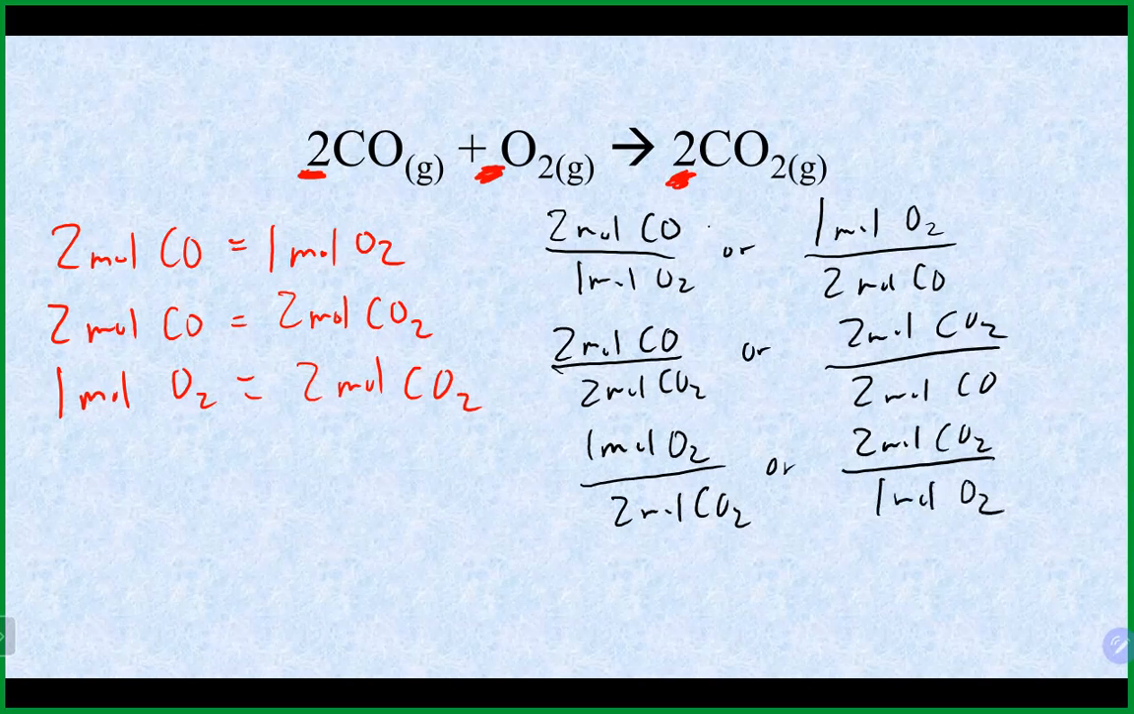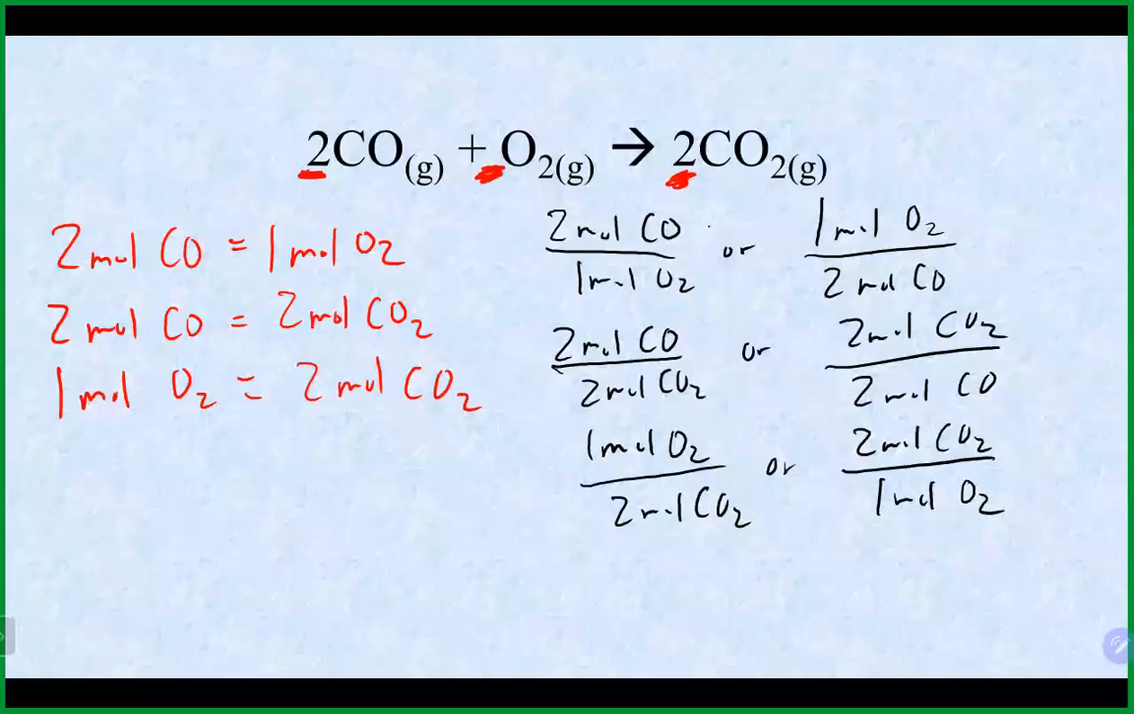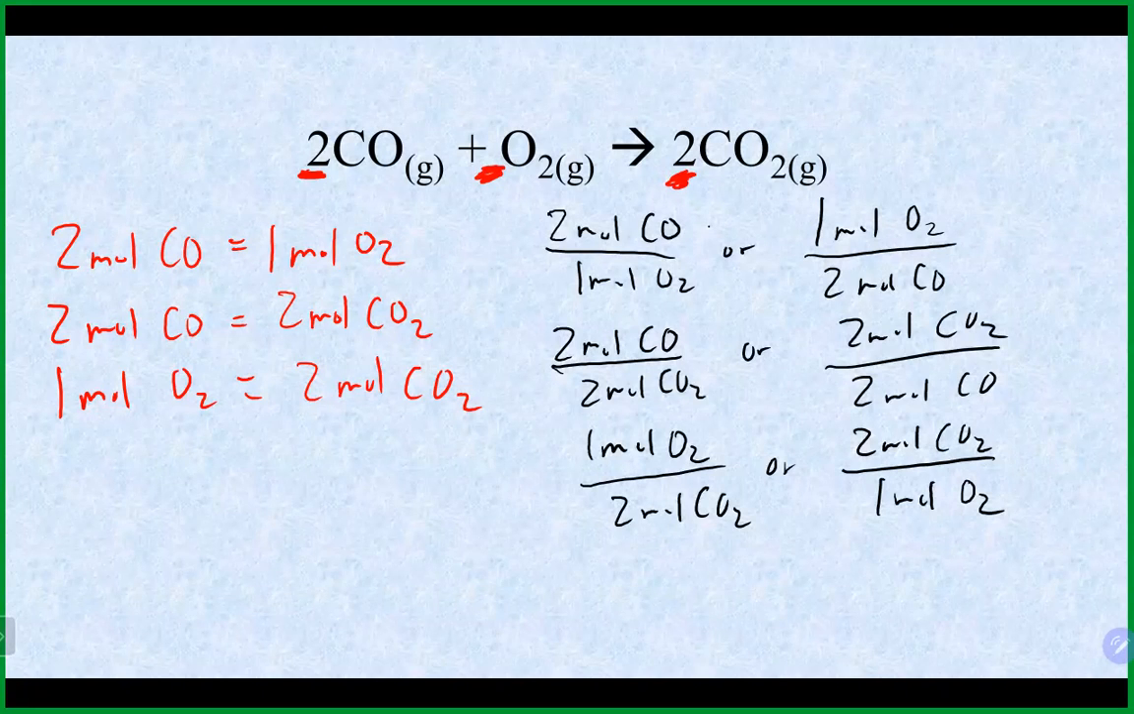So from this one balanced equation, we actually have available to us 6 different conversion factors that we could use in an actual calculation. Will you use all 6 of them? You will not. You most likely will just use one. You would use the one that you need based on the question. But these are all the equalities that you can get from this equation, and in this case, 6 different conversion factors. Any questions on that?